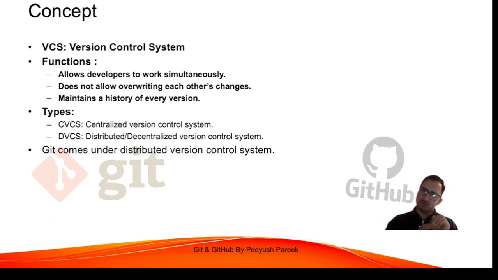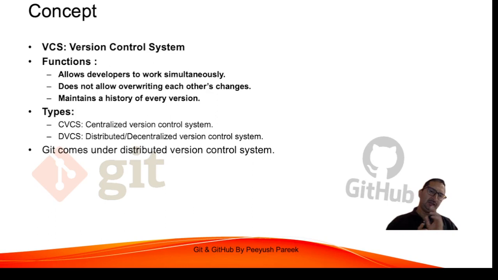and we can maintain the history of each and every version. So we can say that the VCS which we are learning will, in short, maintain the history of every version. Second, it allows the developers to work simultaneously. Third, it does not allow overwriting of each other's changes. And when the history is maintained, we can have different versions in the release.